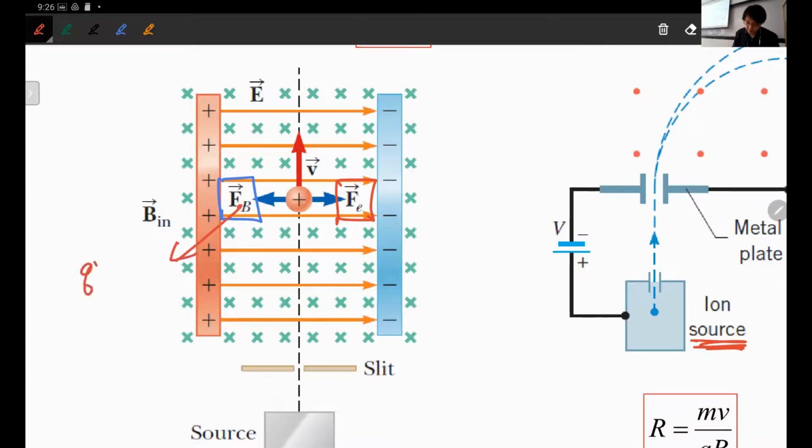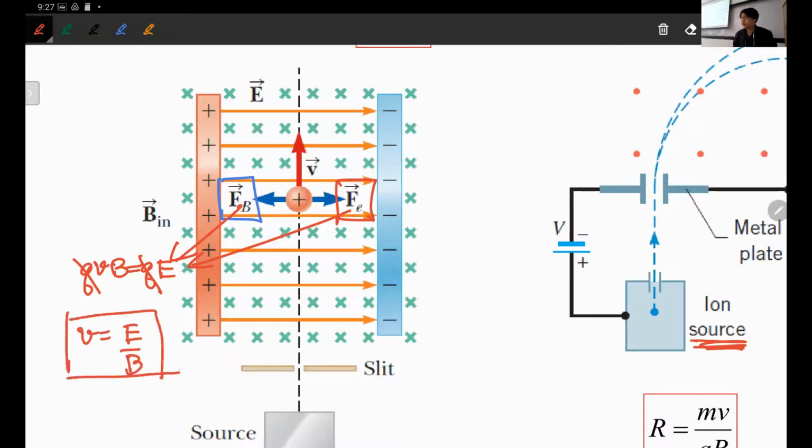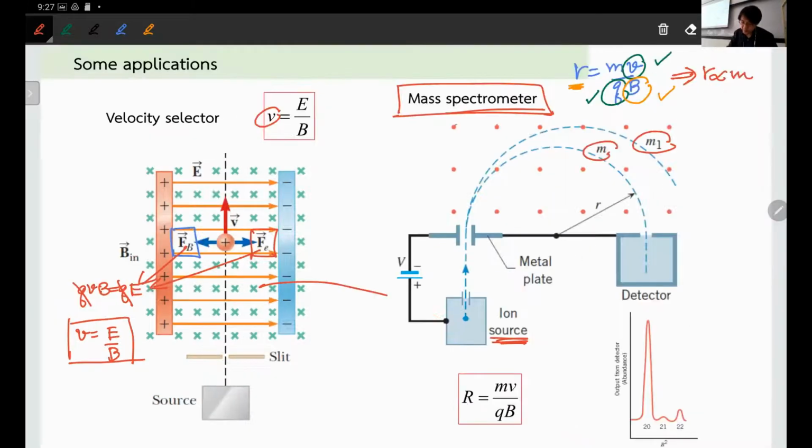The magnetic force is QvB. The electric force is QE. You guys with me? All right. And now the charge cancels. Actually, I don't even have to care about what charge is on this particle. But by having this configuration, I can tell exactly what the speed of this particle should be. And then you attach this one right here. So you can use this device as a velocity selector.